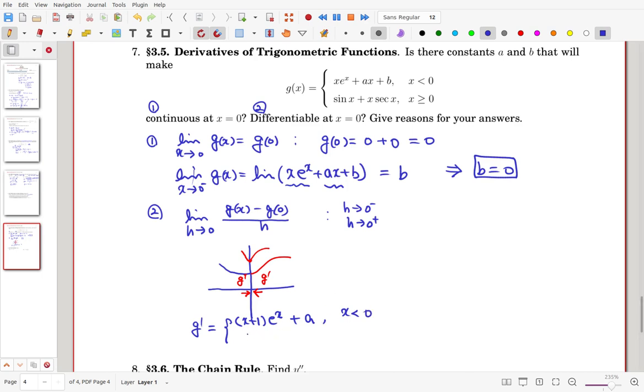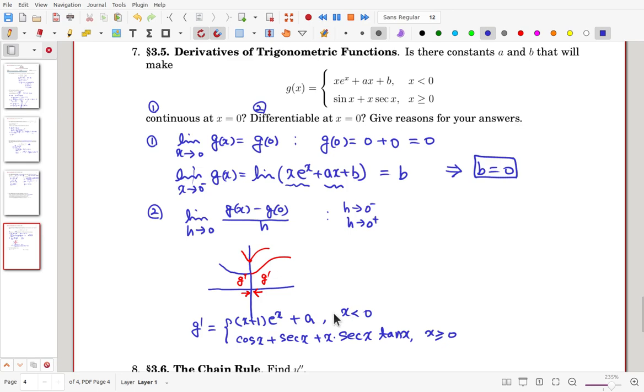On the right side, we are making a derivative. There is cosine x, and the derivative of sine is cosine x. Now by using the product rule, that is sec x plus x times the derivative of sec, which is sec x tangent x, when x is now larger than or equal to 0.